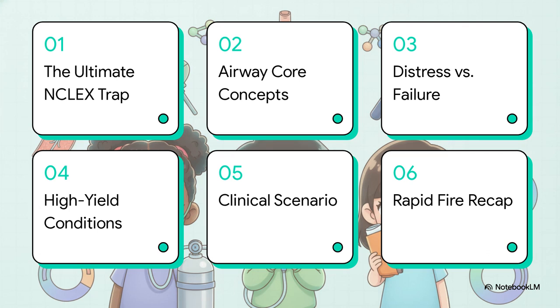Real quick, here's our roadmap for today. We'll hit the ultimate NCLEX trap, pediatric airway core concepts, distress versus respiratory failure, high-yield conditions and mnemonics, a mini NCLEX clinical scenario, and finish up with a rapid-fire NCLEX recap. Let's get right into it.